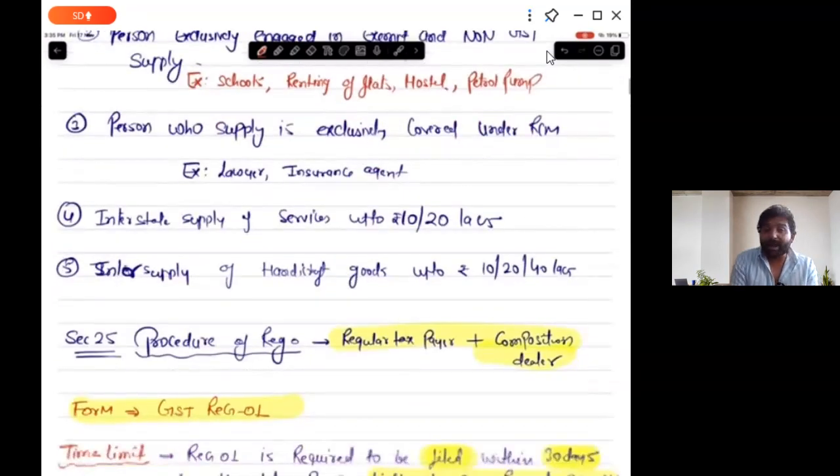Next is interstate supply of services up to the limit. Yes, I've told you that section 24 only covers interstate supply of goods. So if you are dealing in interstate supply of services, then you have the turnover limit. If you are not crossing that limit, then you are not liable to get registered. The next person is any person who is dealing in handicraft goods. Again, there is a turnover limit, but if you are within the turnover, then whether it is inter or intra, you are not liable to get registered because you are not covered in section 24. You are only covered in section 22. Got it? Very nice.